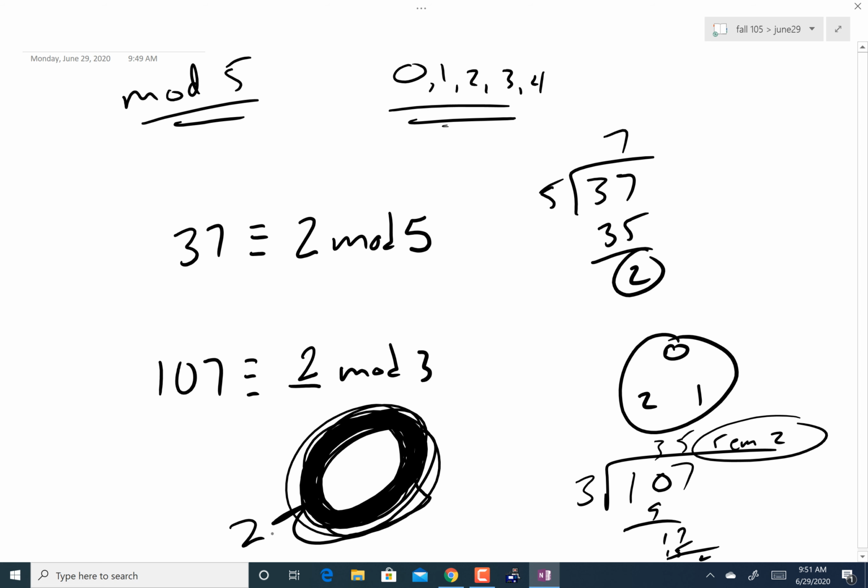Well, mod 2 is just another fancy way of saying binary, 0 and 1. So, a 0, 1 clock. Anything that's odd is going to be 1 mod 2, and anything that's even is going to be 0. So 37 is 1 mod 2 every single time. 38, of course, would be a goose egg.